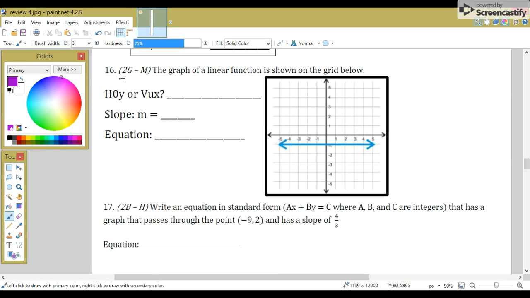16. 2g. The graph of a linear function is shown on the grid below. Is this a Hoy or a Vux? This is a horizontal line, so it is a Hoy. So that means the slope is 0 because of the 0 in the Hoy. The equation, we have a y for Hoy, so it's y equals -1.